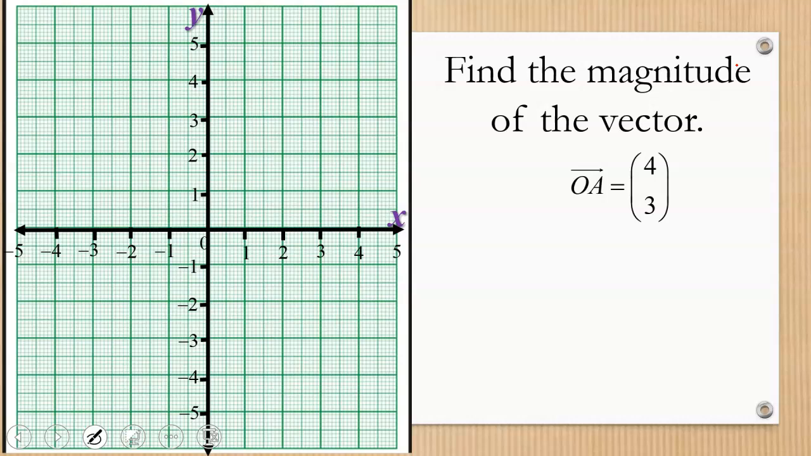We want to find the magnitude of the vector OA, which is given as (4, 3). That means 4 on the x-axis, 3 on the y-axis, and they'll meet at this particular point. So let's call the point A. Now, from the origin, where we have our O, we move the vector from O to A. Now, we want to know the distance from the origin to the point A. And that distance is what is referred to as the magnitude of the vector.